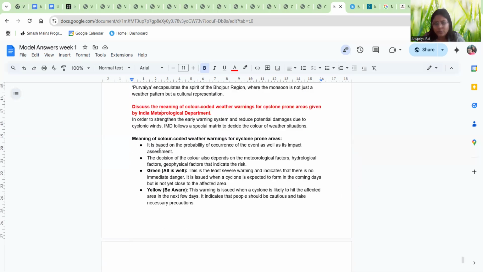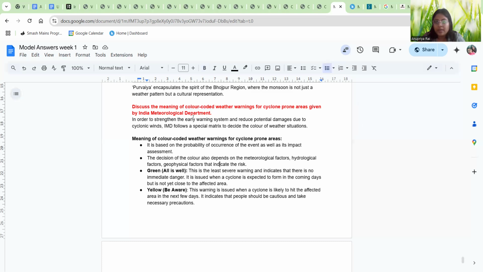It's very factual. If you know, you know. If you don't know, then you don't know, but we have to write something, right? So, discuss the meaning of color coded weather warnings for cyclone prone areas given by the IMD. So, it is talking about the color coded. A few years ago, UPSC asked about how cyclones are named. Okay, now it's talking about the color coded.